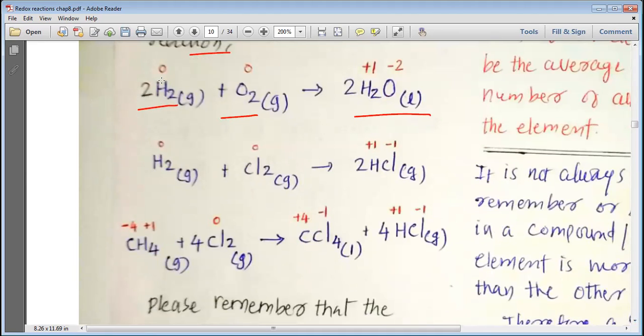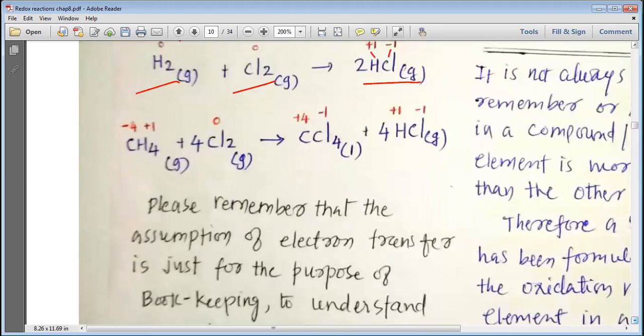We have hydrogen in the zero oxidation state. We have oxygen in the zero oxidation state. But in the covalent compound H2O, hydrogen is in +1 oxidation state and oxygen is in -2 oxidation state. In the same way, in H2 plus Cl2, the hydrogen and chlorine on the reactant side have zero oxidation number, but in HCl hydrogen has +1 oxidation number and chlorine has -1 oxidation number.